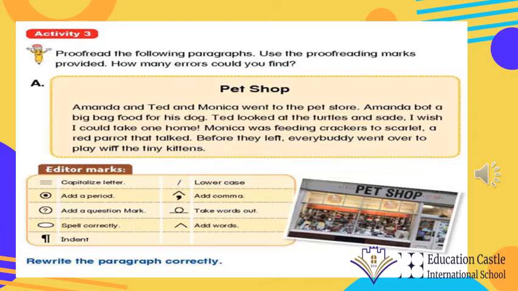Monica was feeding crackers to Scarlet. Here Scarlet is the name of a parrot, so it should be written in capital. A red parrot that talked, okay? Before they left, here we should put a comma, not a period. Everybody, also, here is a spelling mistake, went over to play with, it's not with the tiny kittens. So, it's finished. Let's have the answer written.